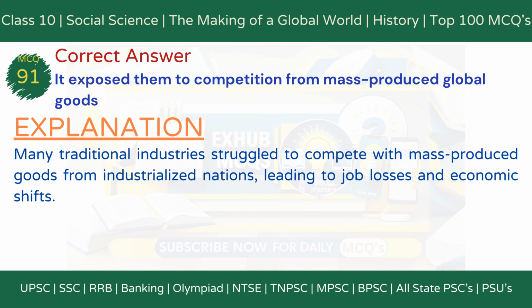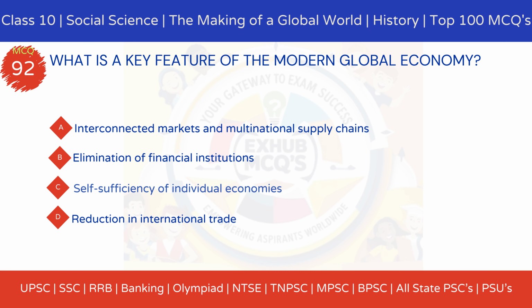The correct answer is option A. It exposed them to competition from mass-produced global goods. Explanation. Many traditional industries struggled to compete with mass-produced goods from industrialized nations, leading to job losses and economic shifts. 92. What is a key feature of the modern global economy?